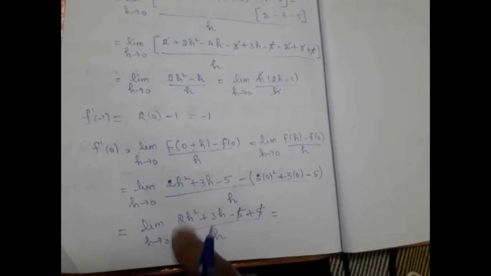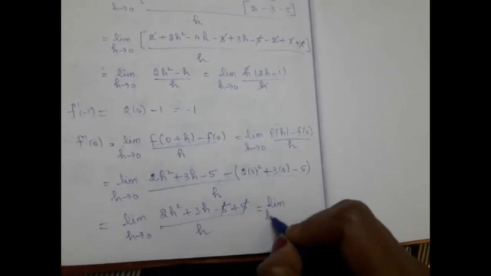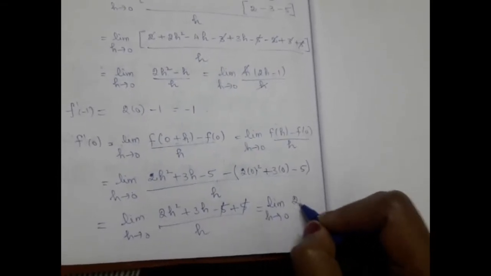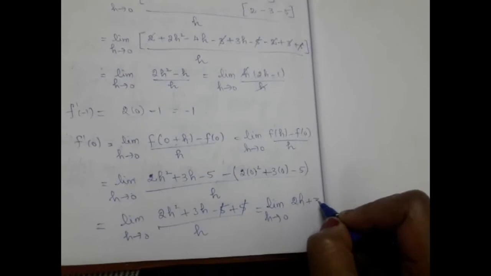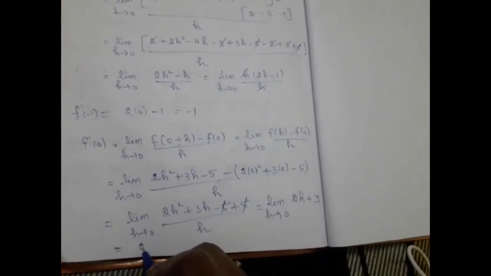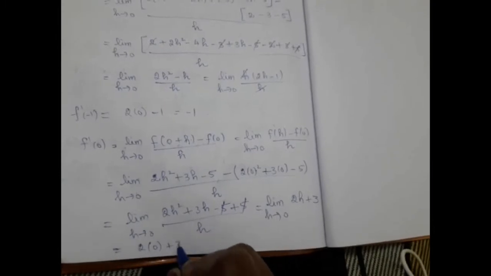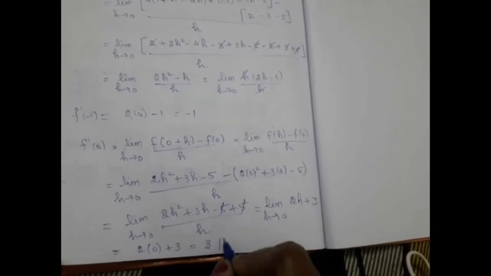Similarly, we have h in the numerator. We can take that h common. So, that h, this h will get cancelled. We will get limit h tends to 0, 2h plus 3, right, which is nothing but at limit h tends to 0, it is going to be 2 into 0 plus 3, which is nothing but 3. So, f dash of 0 is 3.